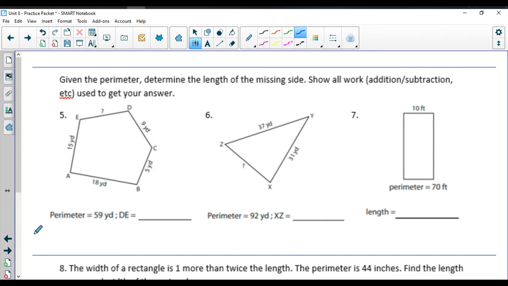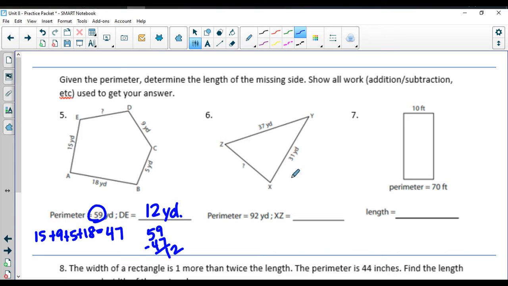What I'm going to do is add up the sides that are already here. So I have 15 plus 9 plus 5 plus 18, which gives me 47. Knowing my perimeter is 59, I'm going to do 59 minus 47. And that will give me a side length of 12 for the remaining side DE that's up here. So 12 yards, putting my label there.